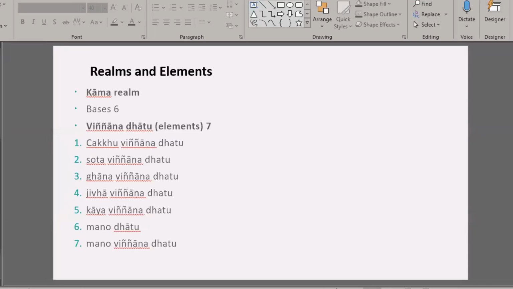So again, let's summarize those bases and consciousness with this perspective. In Kamavachara realm, we have 6 bases, and regarding Dhatu, 7 Viññāna Dhatu, or 7 consciousness elements, arise in Kamavachara realm: Chakku viññāna, sota viññāna, gahana viññāna, jivha viññāna, kaya viññāna, and mano viññāna dhatu.